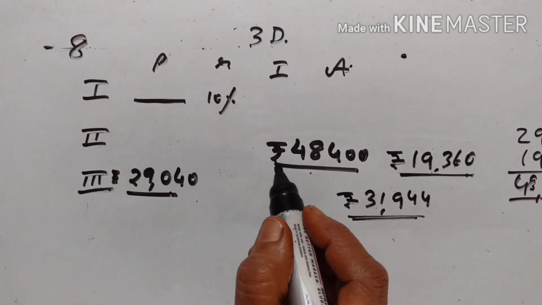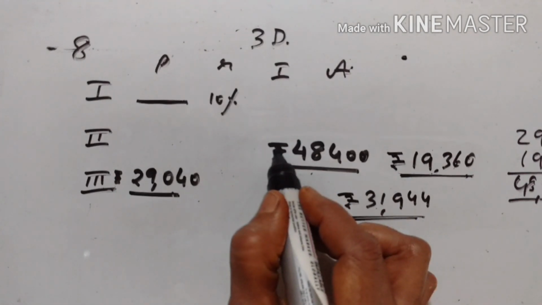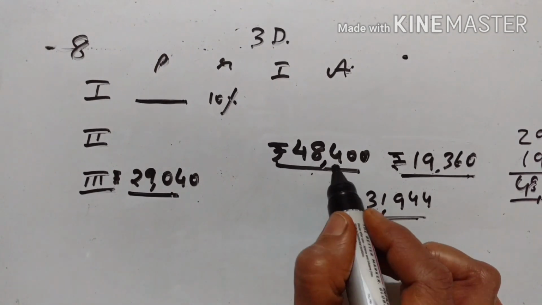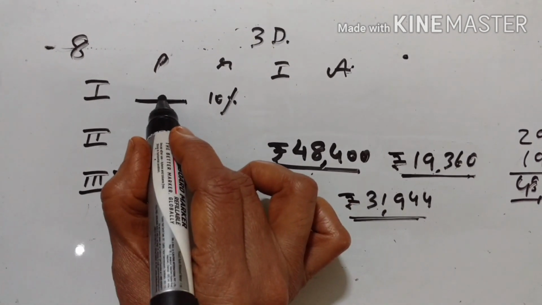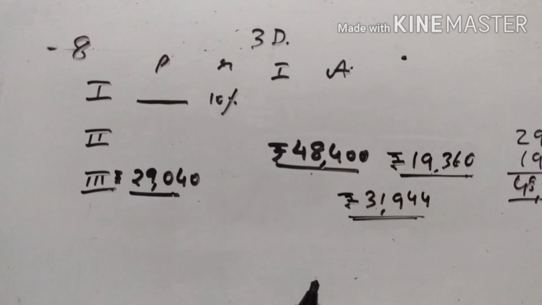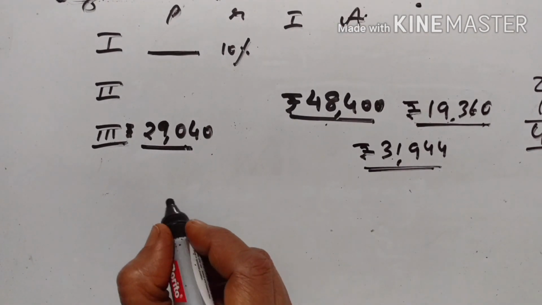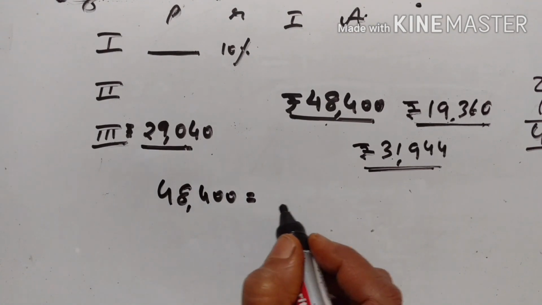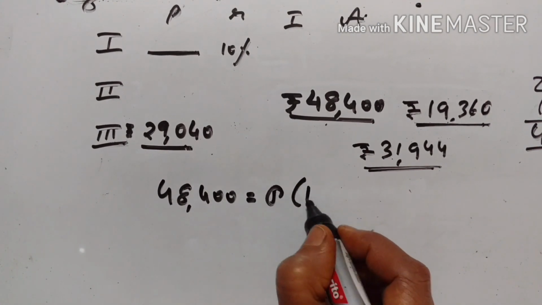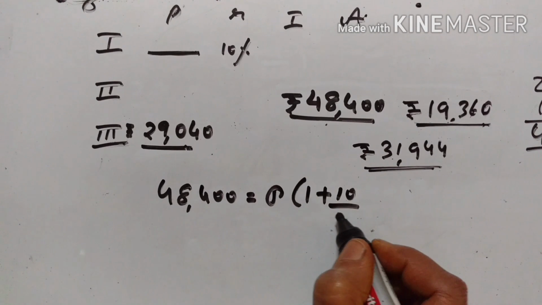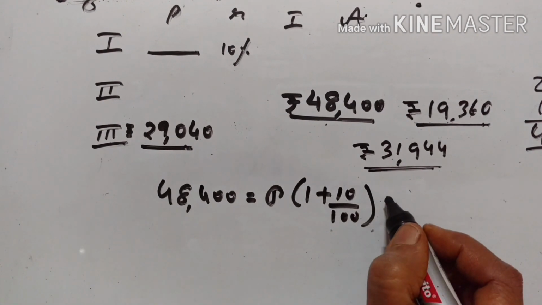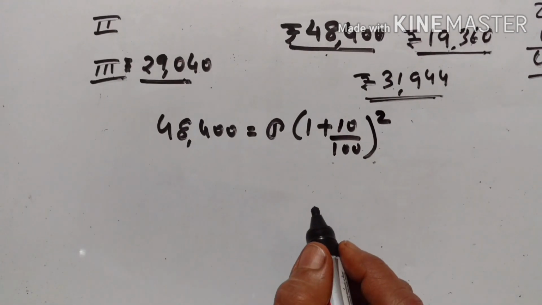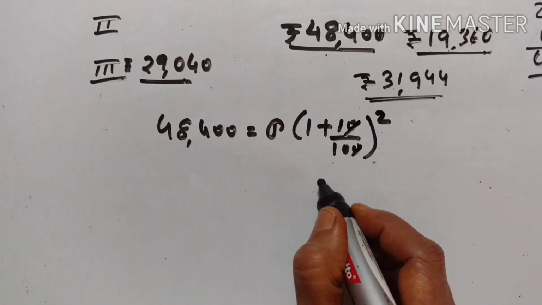So now here we have got time is equal to 2 years, rate is equal to 10%, amount is equal to rupees 48,400. Now we can calculate principal by making use of the compound interest formula. So amount is equal to P into (1 + 10/100) raised to the power of 2 years. Now this is equal to what? 11 upon 10.